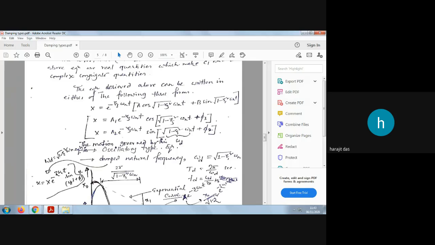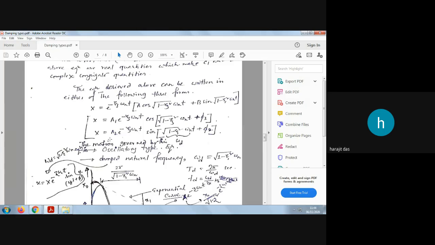One important thing: earlier, what was our general expression of vibration? a sine omega t, isn't it? If you compare with that expression, x equals a sine omega t, which is the expression for a simple harmonic motion, this is the amplitude. Here, because this is damped vibration, this is the damped amplitude. So a2 e to the power minus zeta omega n t is the damped amplitude.